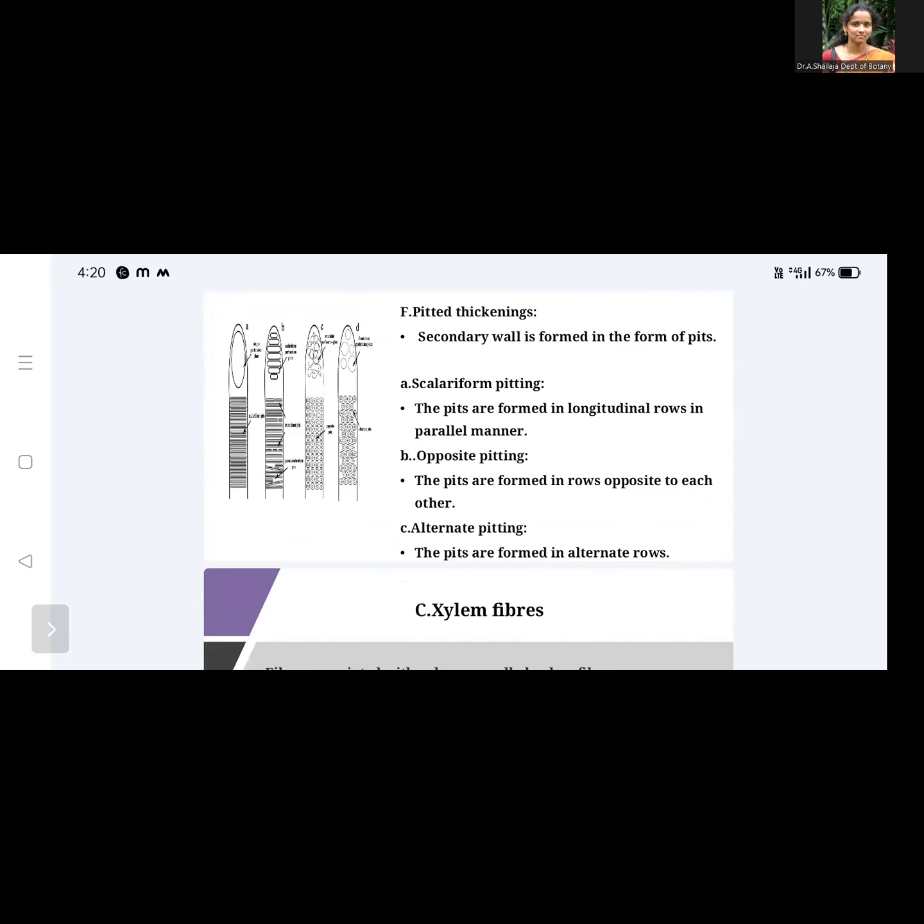So the scalariform thickening examples are Pteridium, magnolia, and vitis.